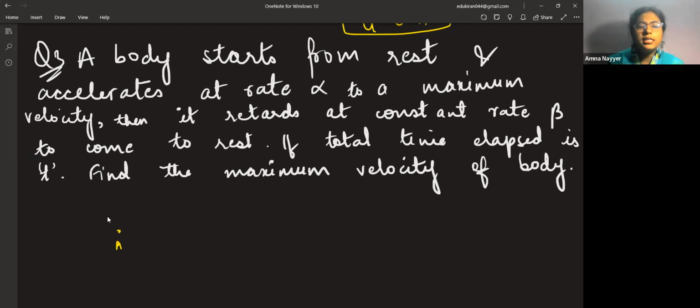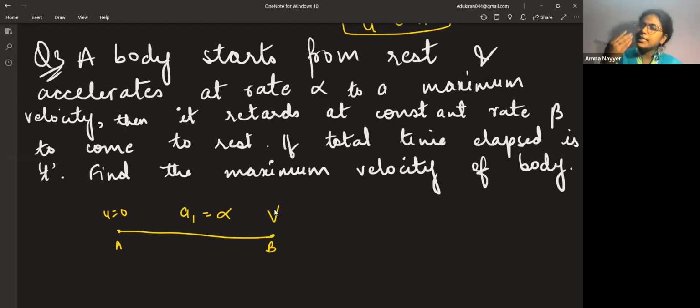So the body starts from rest. This is u is equal to 0. Then it accelerates with acceleration alpha and achieves its maximum velocity. Let us assume the maximum velocity is v. Then it retards. Can anyone tell me what was retardation? In one question we had discussed what is meant by retardation. Anyone of you? Retardation.